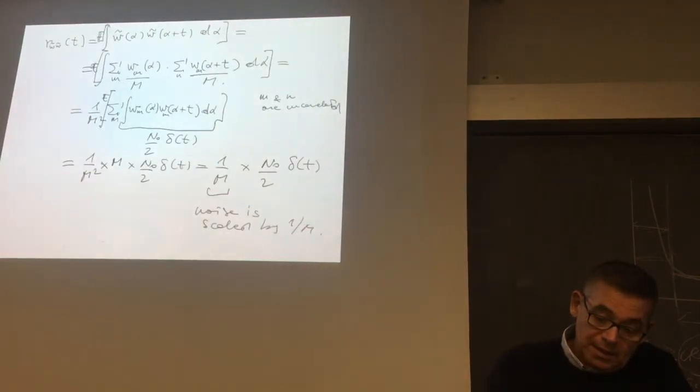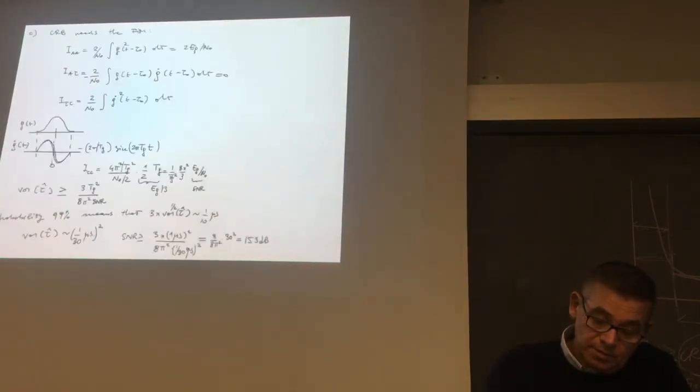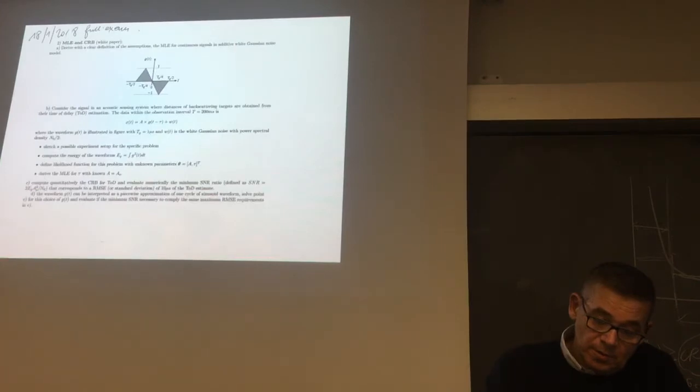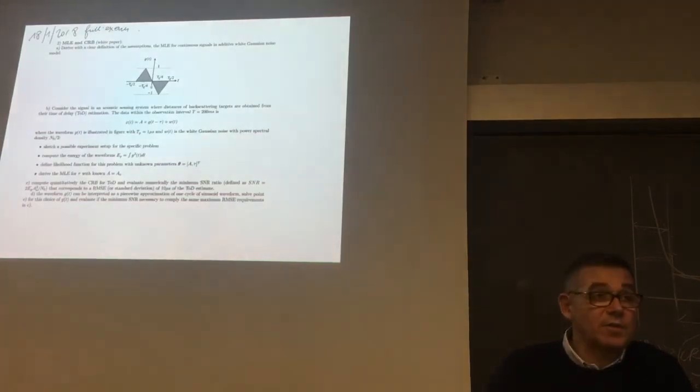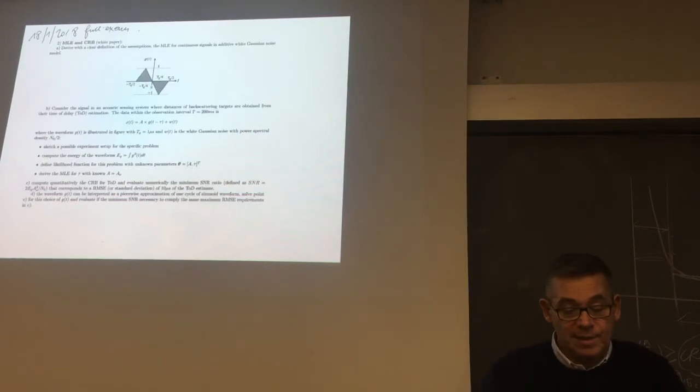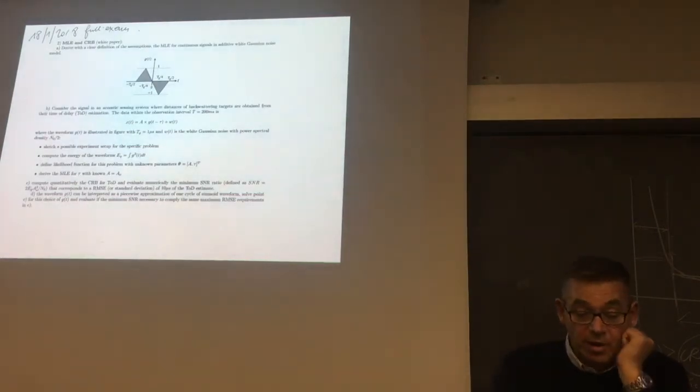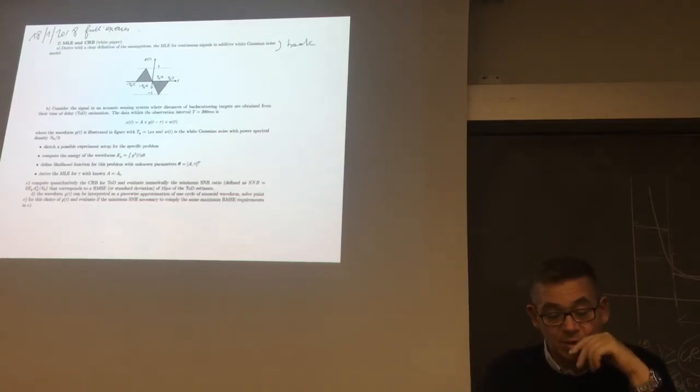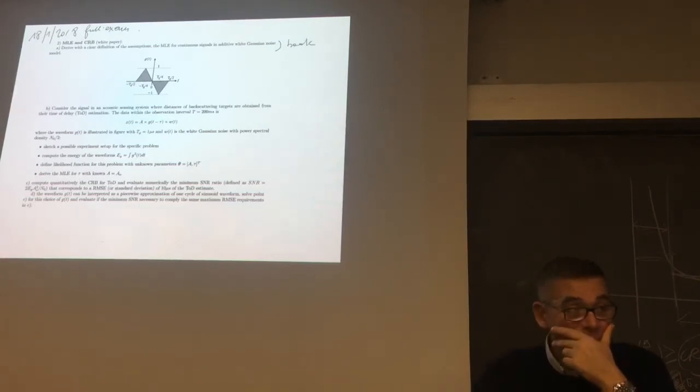Now, let's make another one. I read it and then we solve it together. Now, let's read. Derive a clear definition and assumption of the maximum likelihood for a continuous time signal in an additive white noise model. Okay?